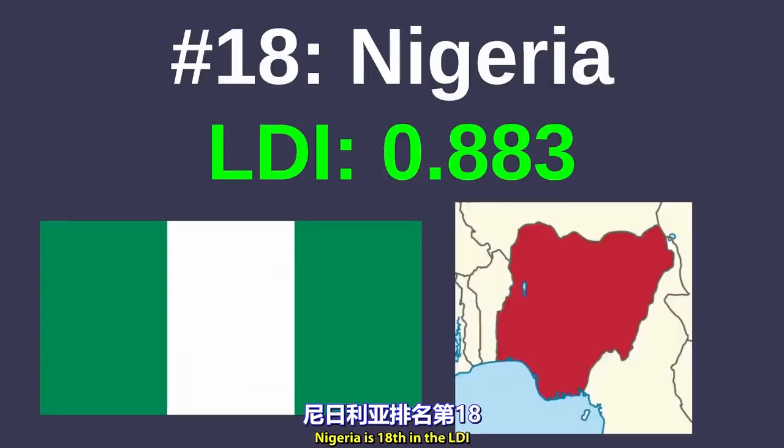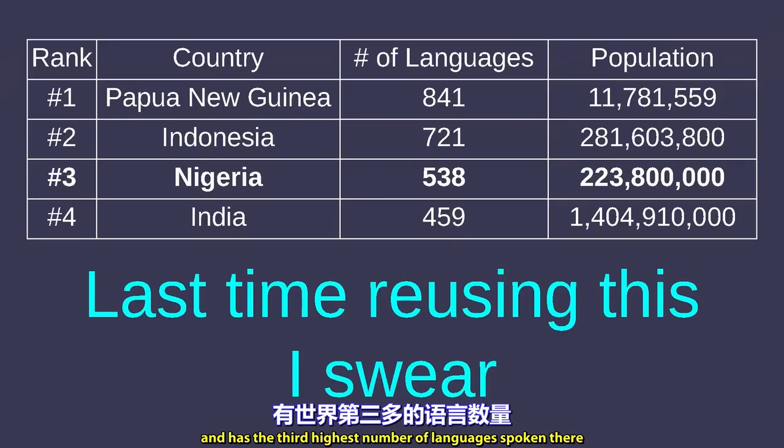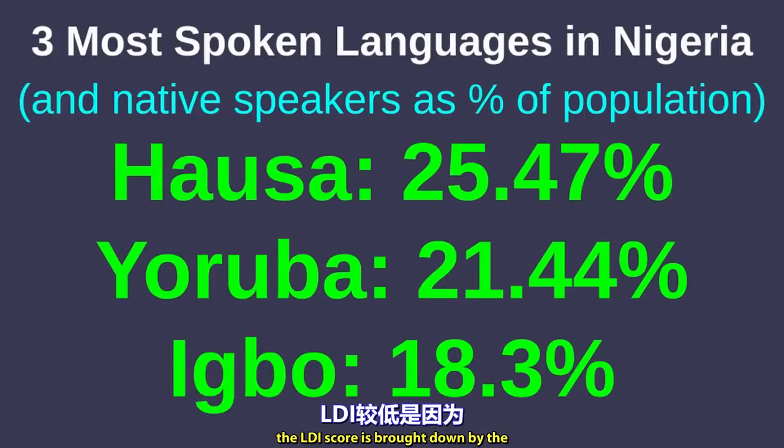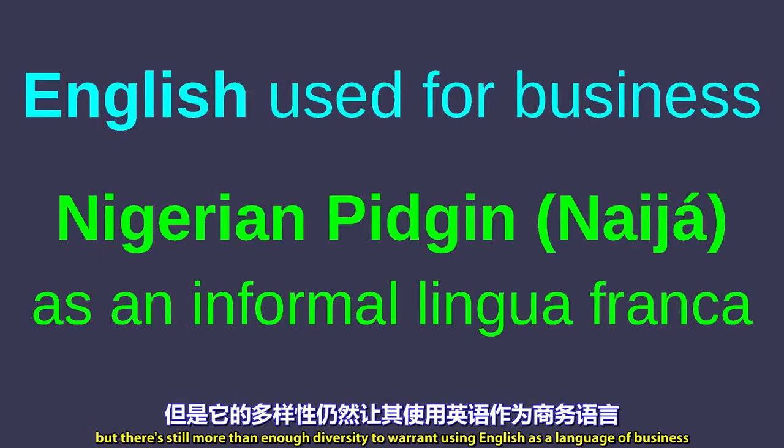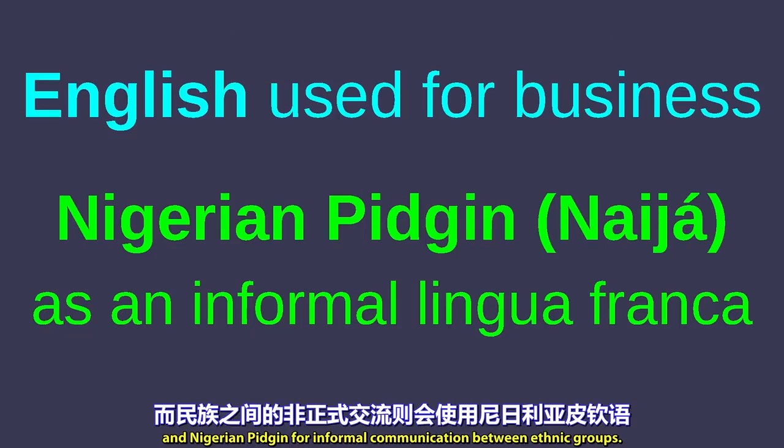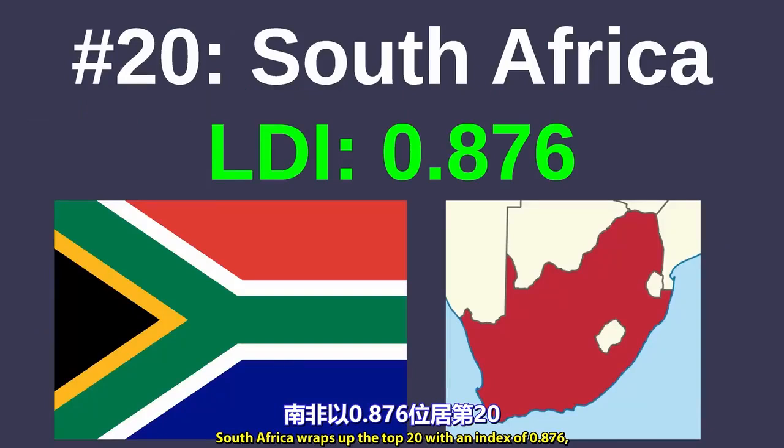Nigeria is 18th in the LDI and has the 3rd highest number of languages spoken there. The LDI score is brought down by the large portions of the country that speak Hausa, Yoruba, and Igbo, but there's still more than enough diversity to warrant using English as a language of business, and Nigerian Pidgin for informal communication between ethnic groups. South Africa wraps up the top 20 with an index of 0.876.